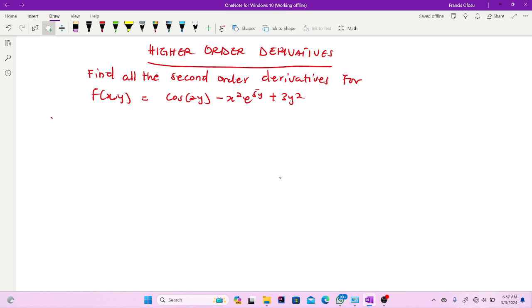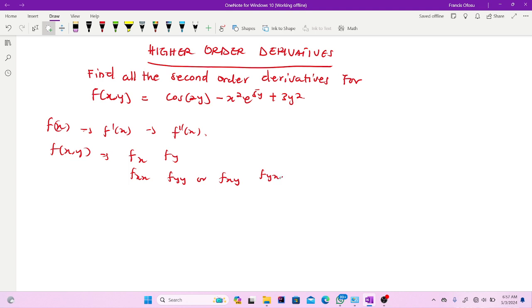You know that if I have f of x, the first derivative is f prime of x. The second derivative is f prime prime of x. But when I have a multivariable f of x, y, the first derivatives are the partial derivatives with respect to x and y: fx and fy. These are the first derivatives. Now, the second derivatives will be either fxx, fyy, fxy, or fyx.